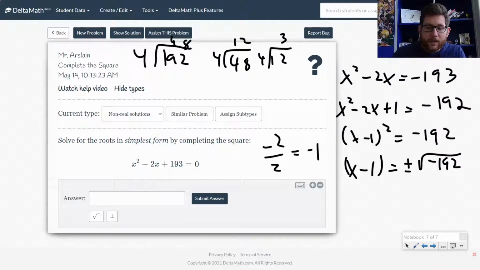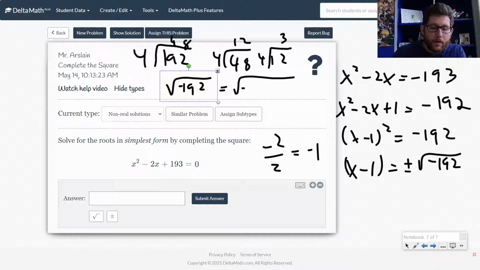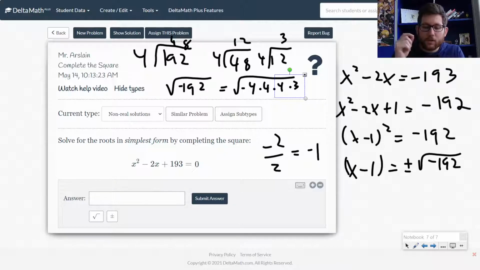So I could rethink about the square root of negative 192 as being equal to the square root of negative 4 times 4 times 4 times 3. Now I know the square root of 4 is 2. I've got 3 sets of those, so it's 2 times 2 times 2. So this is the same as plus or minus 8 square root of negative 3. So I've got x minus 1 is equal to plus or minus 8 root negative 3.